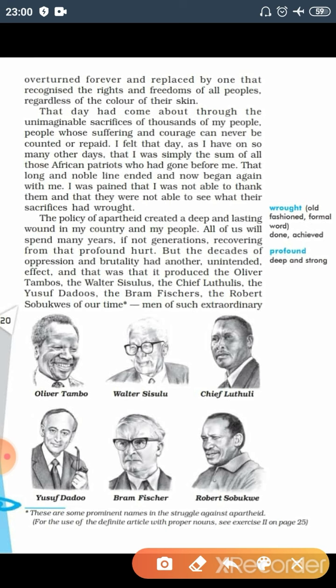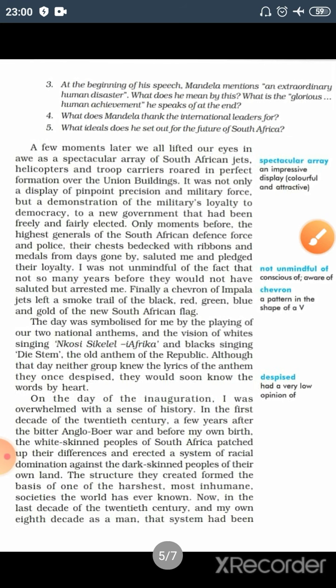On the day of the inaugural ceremony, Nelson Mandela remembers the inequalities and inferior treatment of dark-skinned people. They were deprived of their basic fundamental rights. This system created an atmosphere of extreme cruelty and injustice for a particular part of the community. Now, in the last decade of the 20th century, he is now 80 years old, that system had been overturned forever and treats humans irrespective of their color, caste, gender, or age.